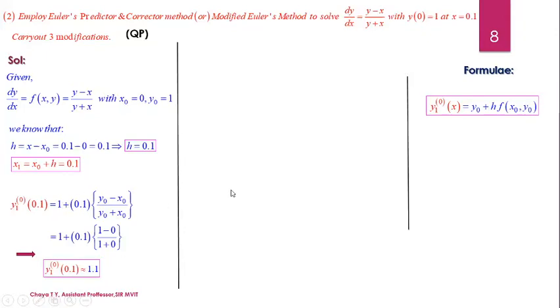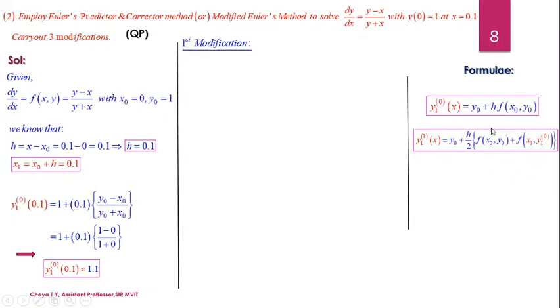Now we will consider the first modification. So what is the formula for the first modification? We have to consider now the modified Euler's formula. So it is given by y1 of 1 at the point x is equals to y naught plus h by 2 into f of x naught y naught plus f of x1 y1 from the 0th step or 0th modification.